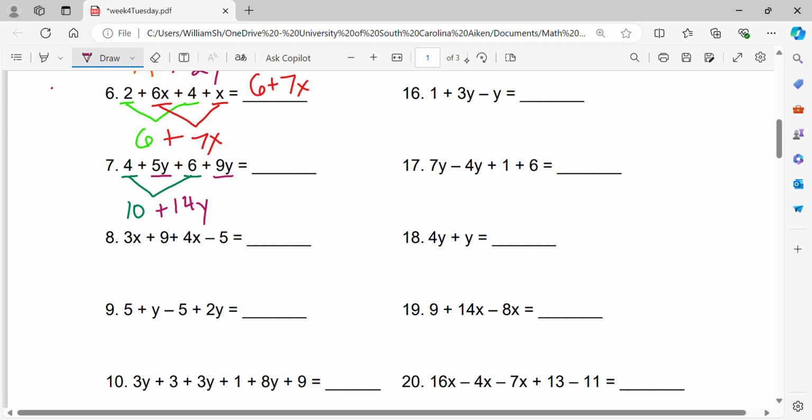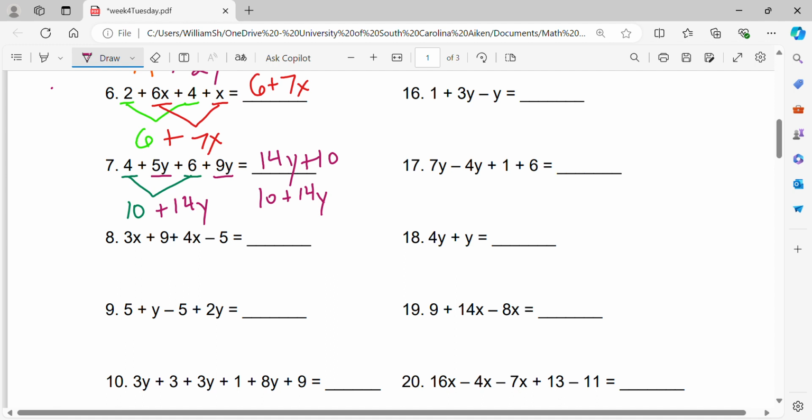Now let me throw you a loop. Is it wrong if I instead write 14y plus 10? Hopefully you said it's not wrong. You can write it either 10 plus 14y or 14y plus 10, because think back to the principles we used earlier in this class. It doesn't matter the order with addition. You can switch it. So here we can switch the 14y and the 10. It doesn't matter which one comes first.